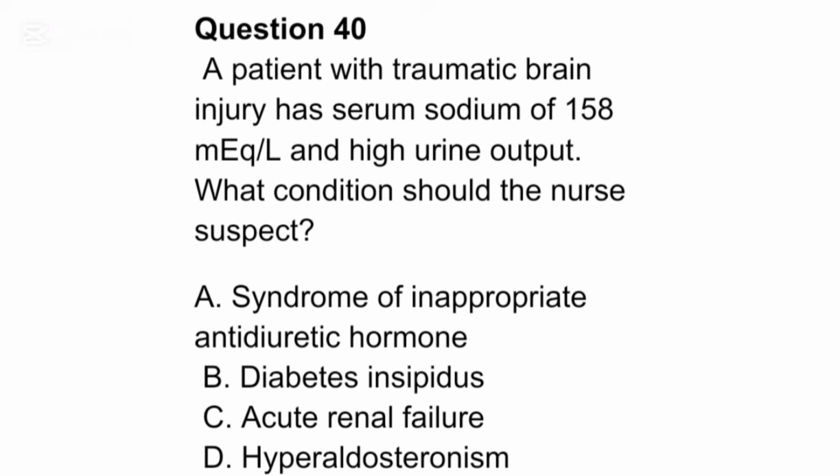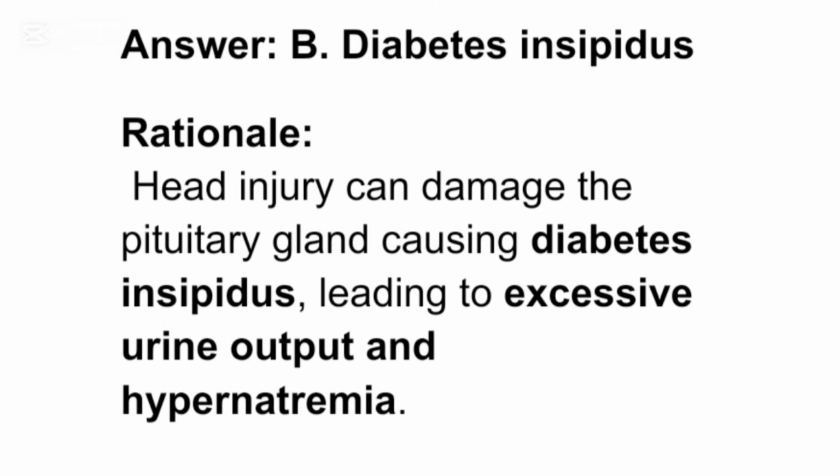Acute renal failure. D. Hyperaldosteronism. Answer: B. Diabetes insipidus. Rationale: Head injury can damage the pituitary gland, causing diabetes insipidus, leading to excessive urine output and hypernatremia.